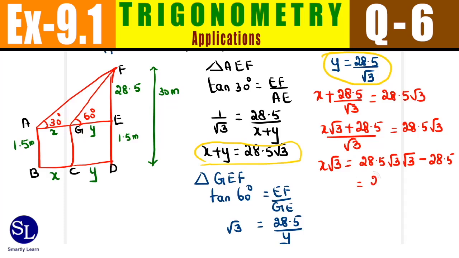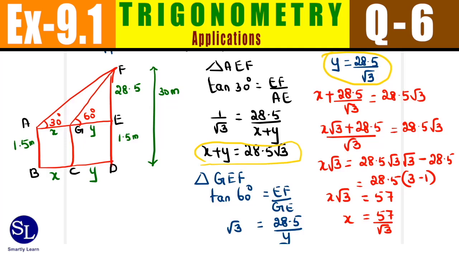So I'm taking the 28.5 as common outside. So this will become 3 minus 1, which is 2. So 28.5 into 2 is 57. So X root 3 is equal to 57. So X is 57 divided by root 3.